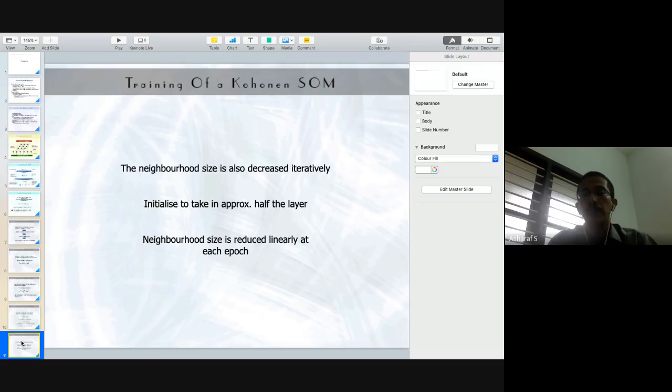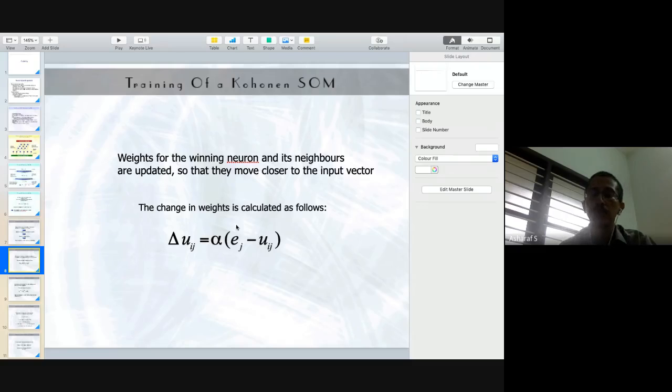As you present more and more points, you keep reducing the neighborhood. That's one of the strategies. And in the neighborhood, you also update the weight. How do you update the weight? You update the weight based on this particular equation.